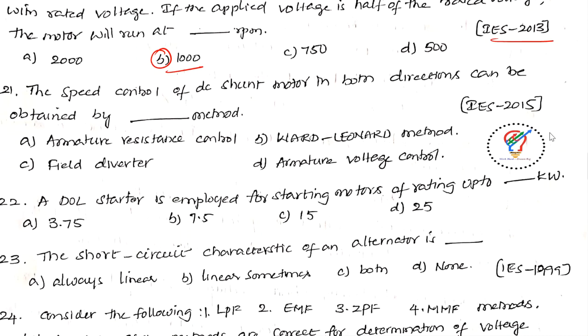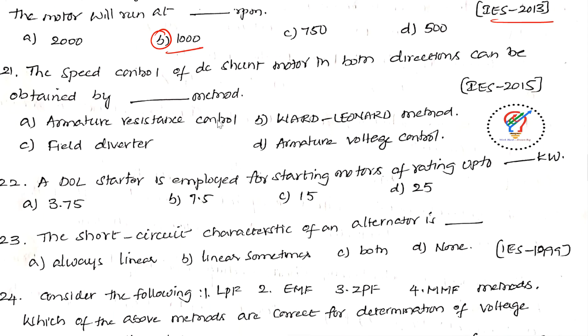Next one, the speed control of DC shunt motor in both directions can be obtained by dash method. So both directions means, for example, a lift is there, where you want to go from bottom to top and top to bottom. In both cases, you need to change the direction, one from top to bottom, another from bottom to top. At that condition, the best controlling method is the Ward-Leonard method. So the Ward-Leonard method is the best suited method for speed control of DC machines.